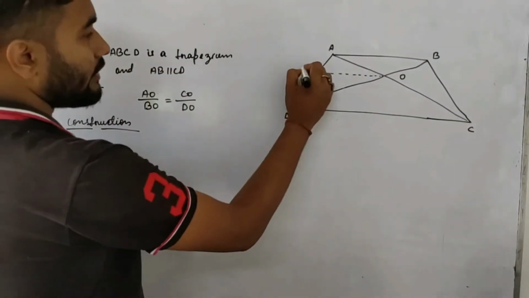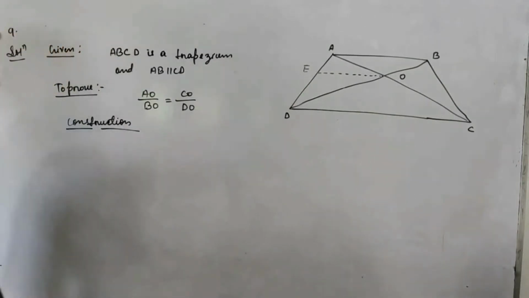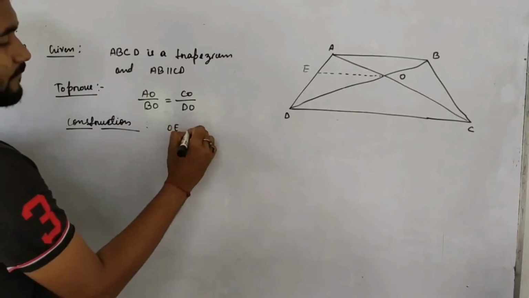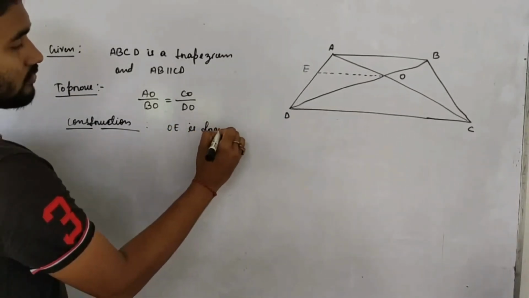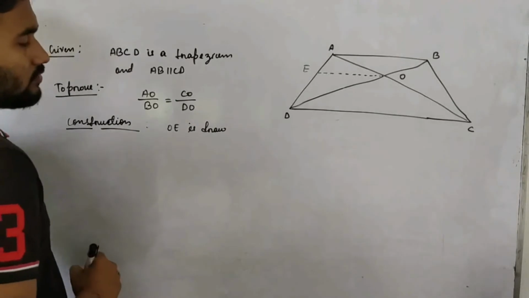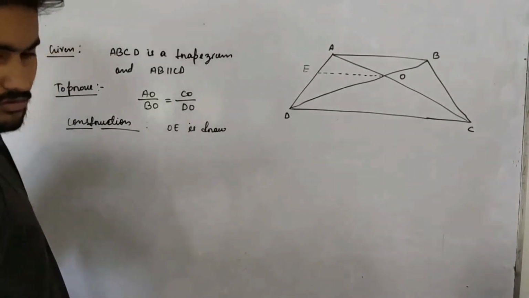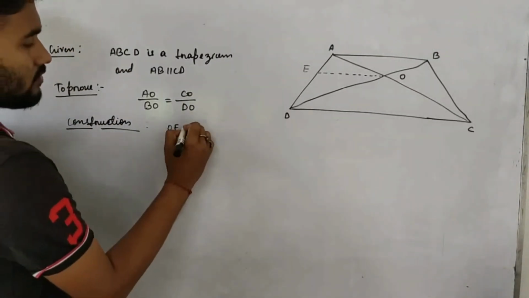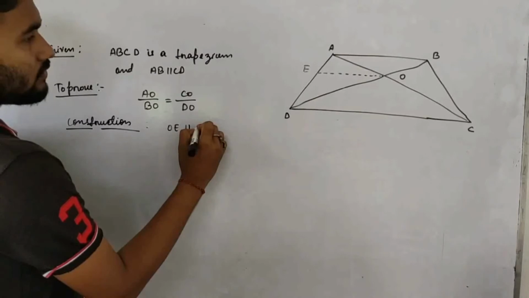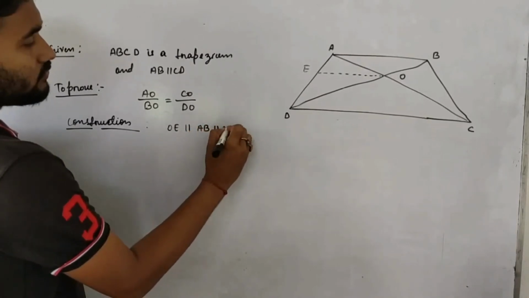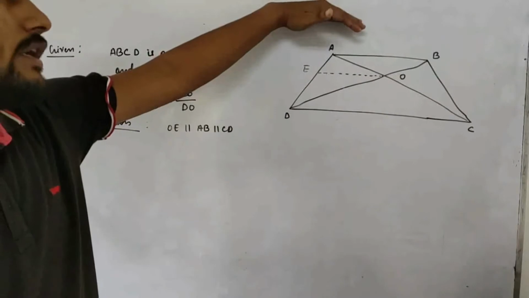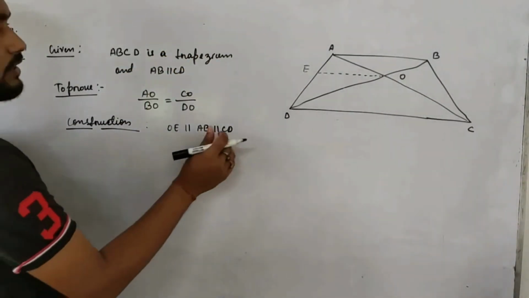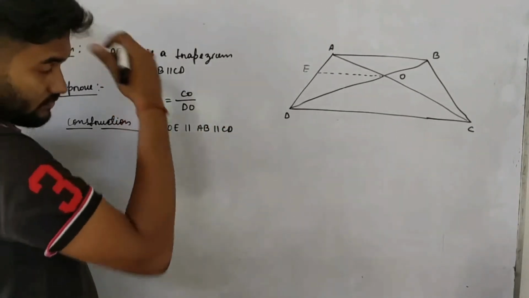Over here I can write OE. Done. So construction I will write: OE is drawn. Shortcut I can also write: OE parallel to AB parallel to CD. OE I have drawn parallel to AB, and AB is parallel to CD. So all three are parallel. So OE parallel to AB parallel to CD is drawn.